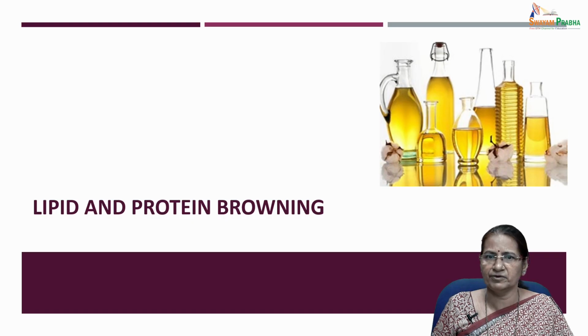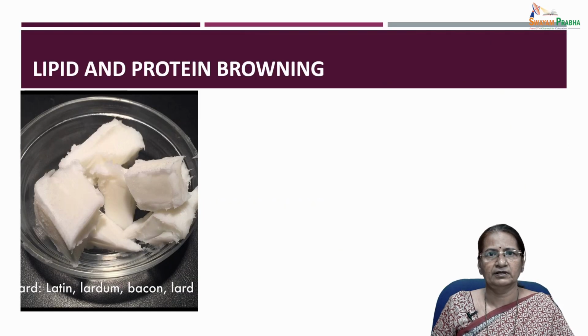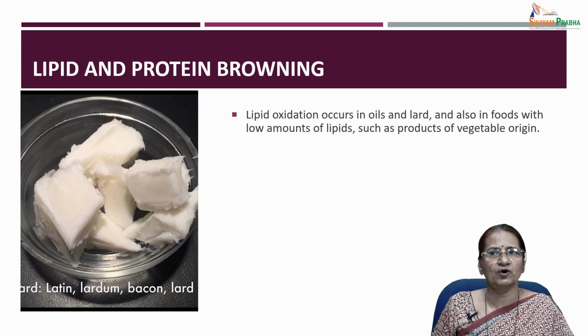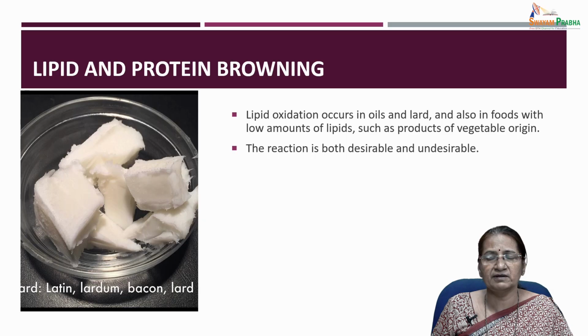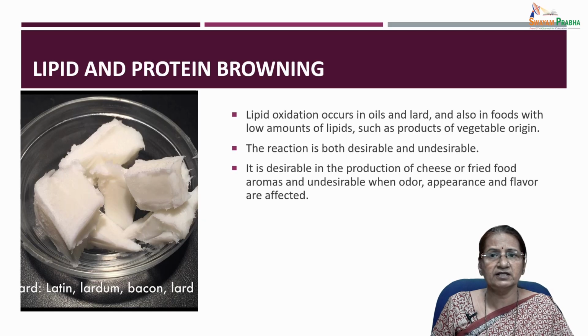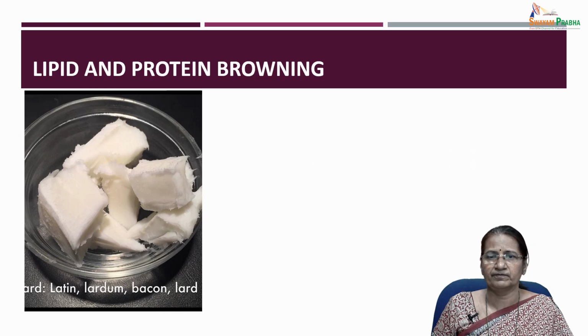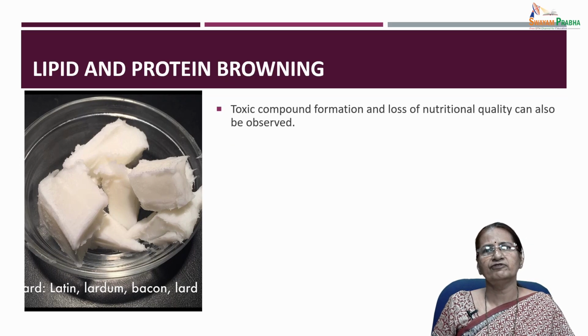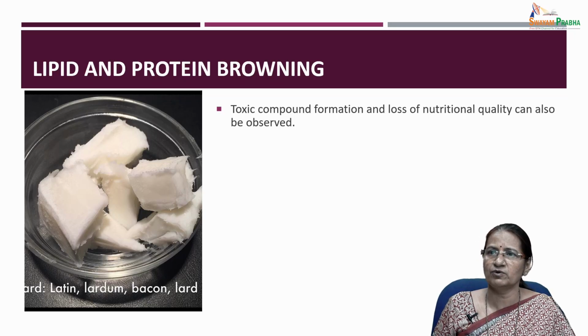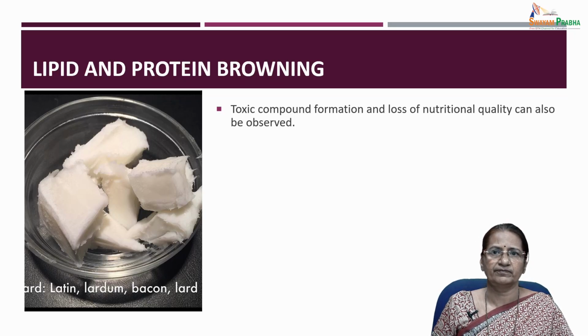Now, lipid and protein browning. Lipid oxidation occurs in oils and lard and also in foods with low amounts of lipids, such as products of vegetable origin. The reaction is both desirable and undesirable. It is desirable in the production of cheese or fried food aromas and undesirable when odor, appearance and flavor are affected. Toxic compound formation and loss of nutritional quality can also be observed.